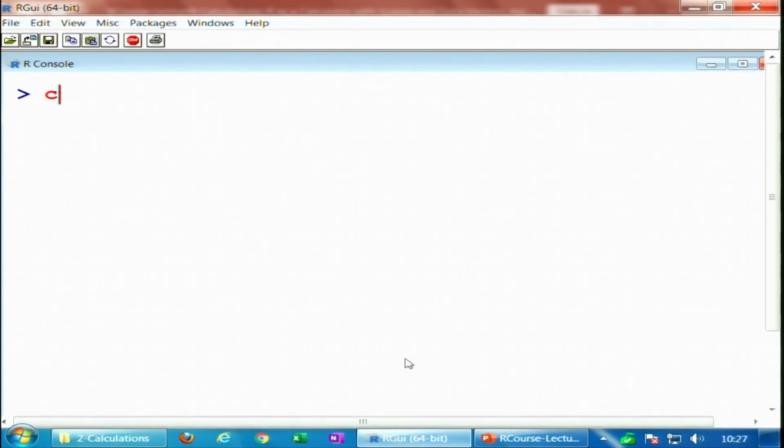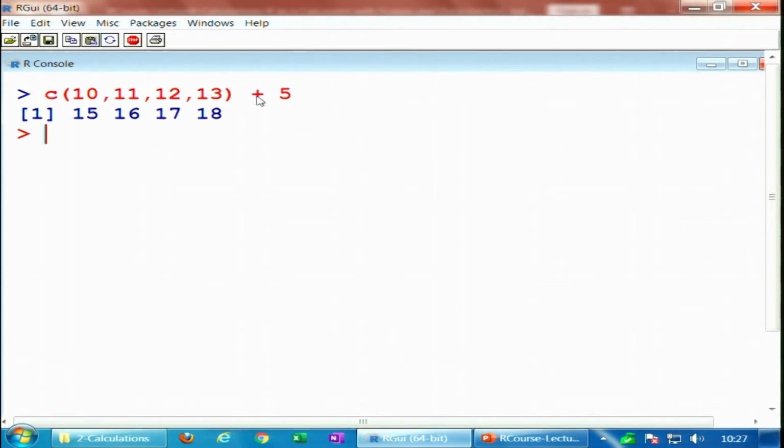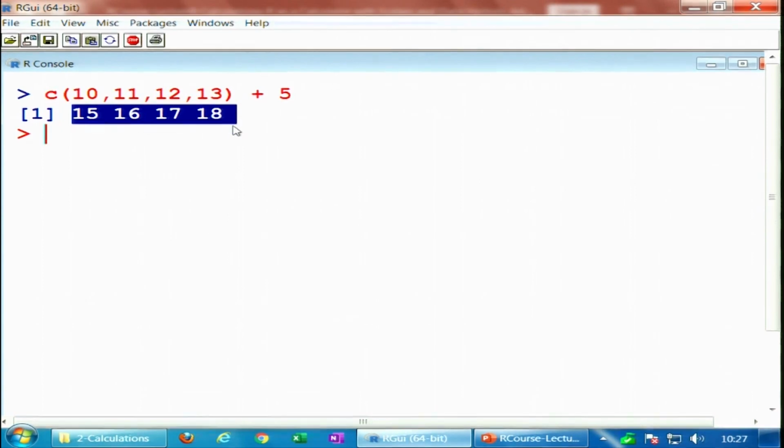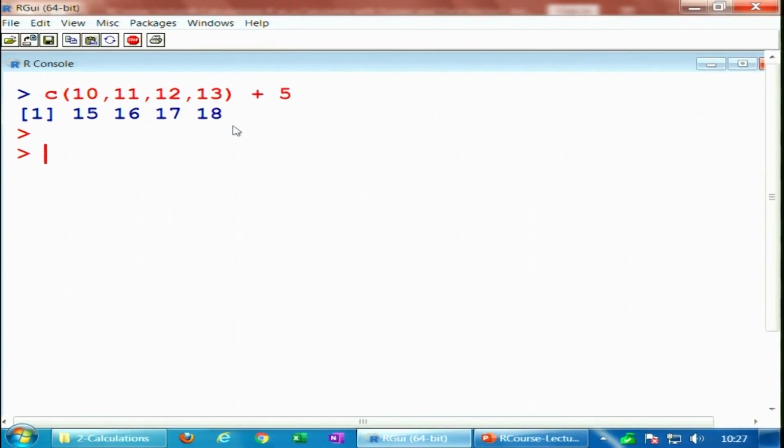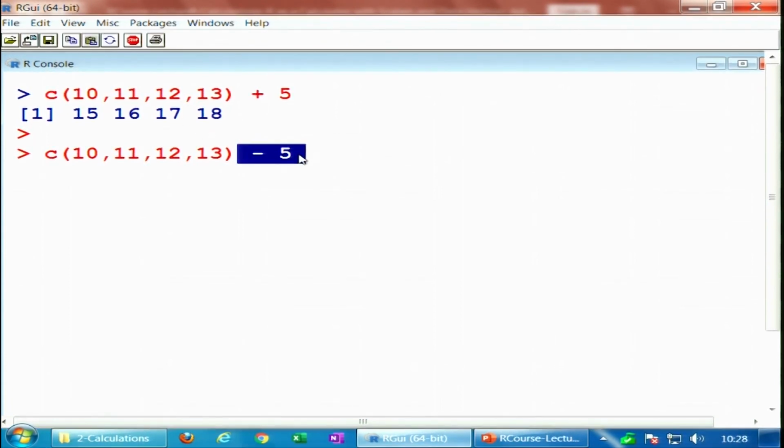So, if I take some numbers, say 10, 11, 12, 13, and add here some number 5, you can see that this 5 is going to be added to each and every element of this data vector, and you have the answer 15, 16, 17, 18. And similarly, if I subtract 5 from the same data vector, then once again this operation of subtracting 5 will be operated on each of the elements 10, 11, 12, 13.